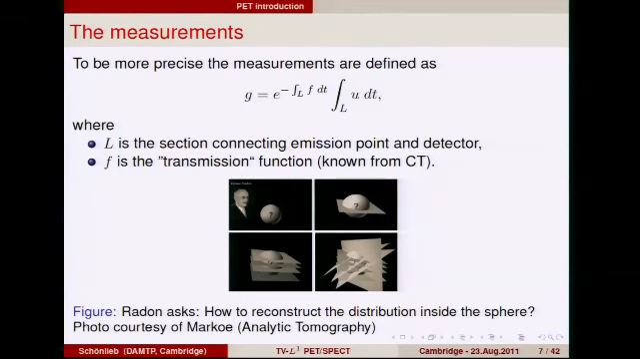So to be more precise, the measurements that you get from your PET tomograph are line integrals of your image function, of your distribution inside the body, which are weighted by something that I'm not going into in much more detail. These measurements are weighted by a factor which takes care of the attenuation that the gamma rays undergo by wandering through the rest of the tissue until they reach the detector. Okay? All right.